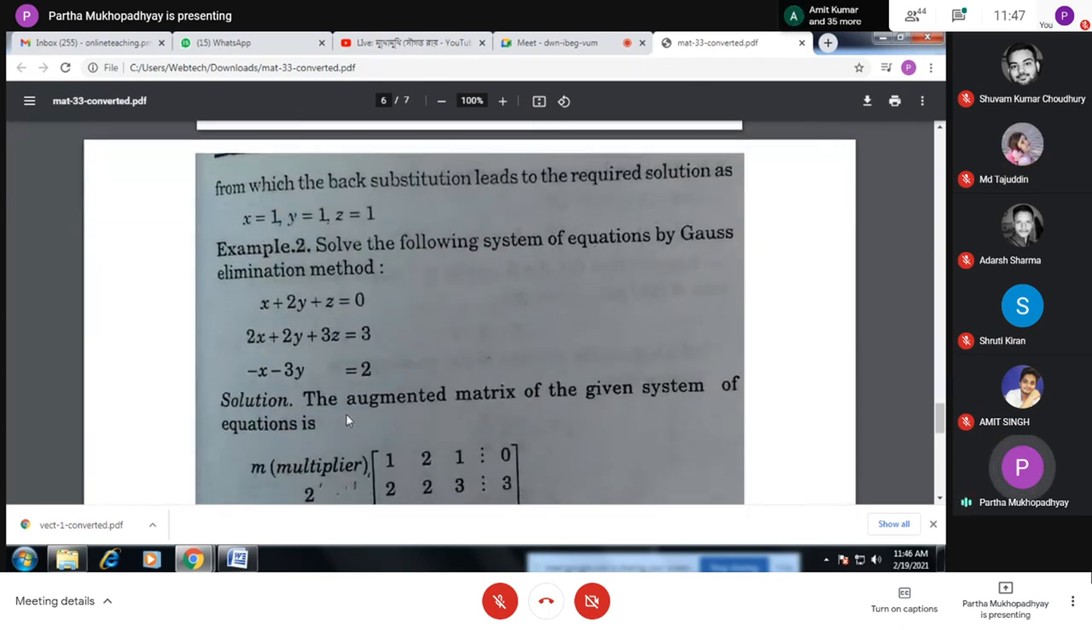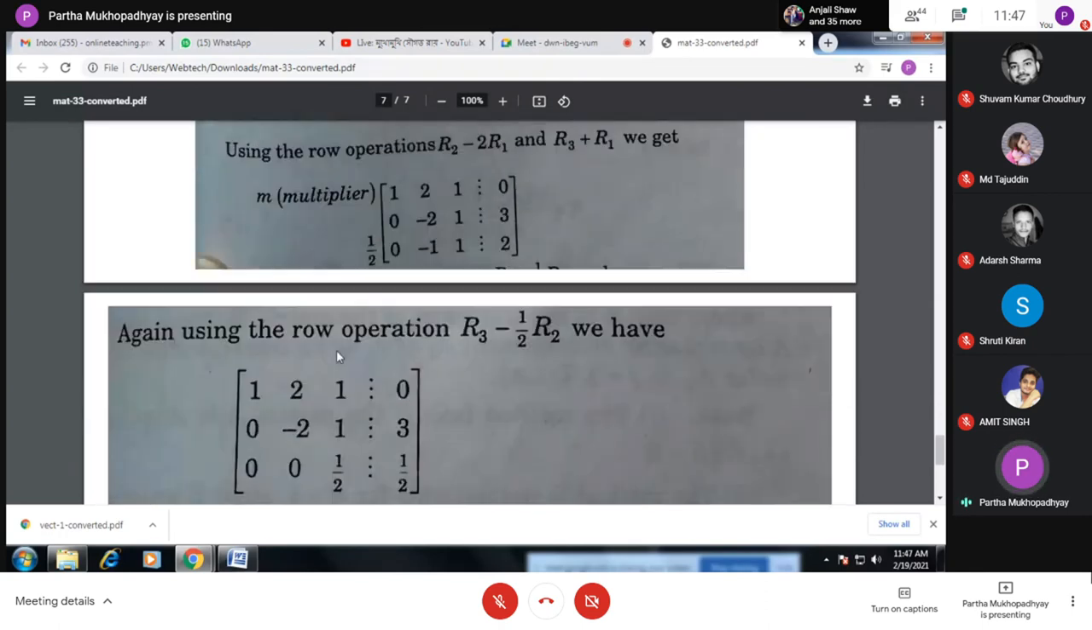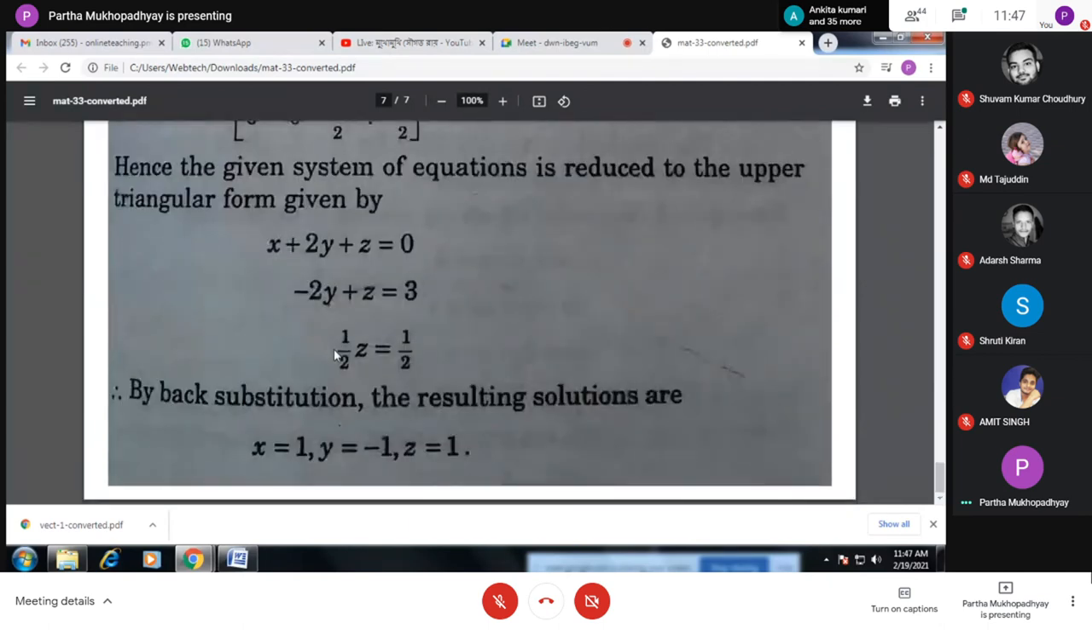Okay. Second problem, the same way we'll solve. I'm not solving it. You can solve it. This I'm giving as an exercise. Okay. All of you solve it. The solution will be 1, minus 1, 1.